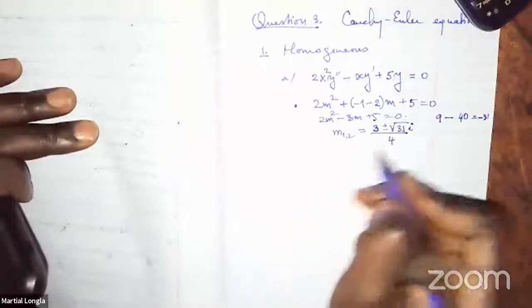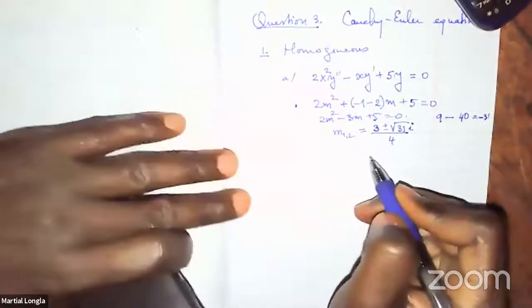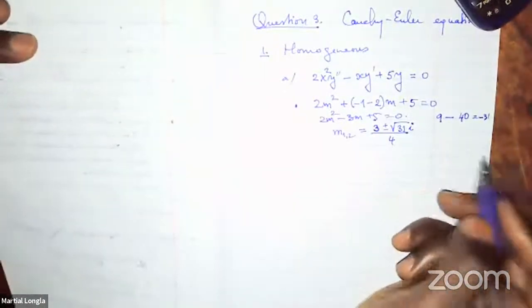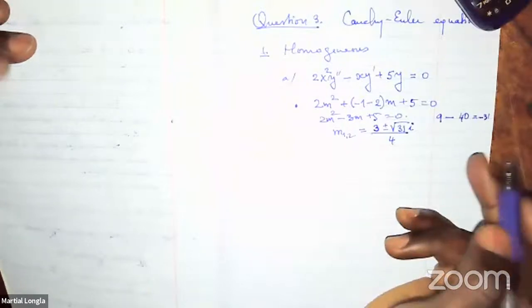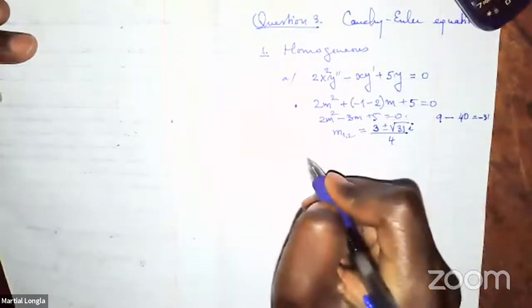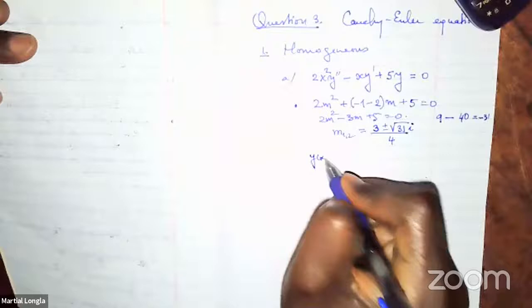So that's it. And because of that, we are going to have cosines and sines. So the answer is what? What's the answer? Y of X equals?